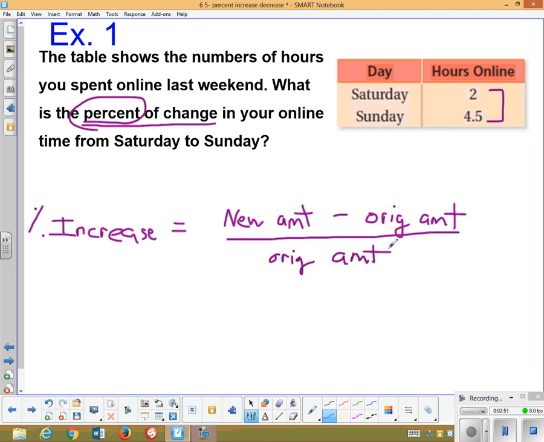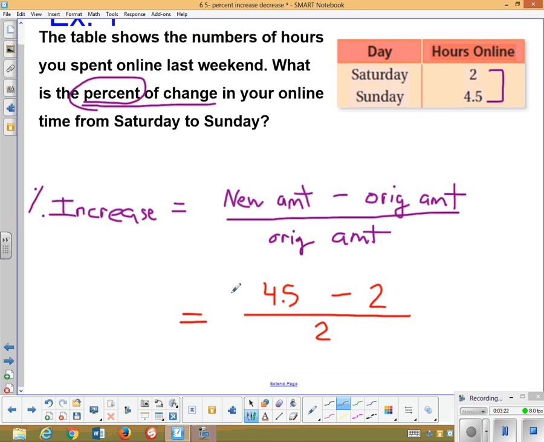I need to see what my new amount was. We're comparing two things, Saturday and Sunday. Saturday was the old one, Sunday's the new one. So the new amount was 4.5, and I'm going to put 4.5 to represent my new amount. Now what is my original amount? I started off with 2 hours, so I'm going to put 2 hours. That's for the top part. Now the bottom part says you're going to divide by the original amount. What was the original time you spent? 2 hours. So now all you need to do is solve the top and the bottom to get your percent.